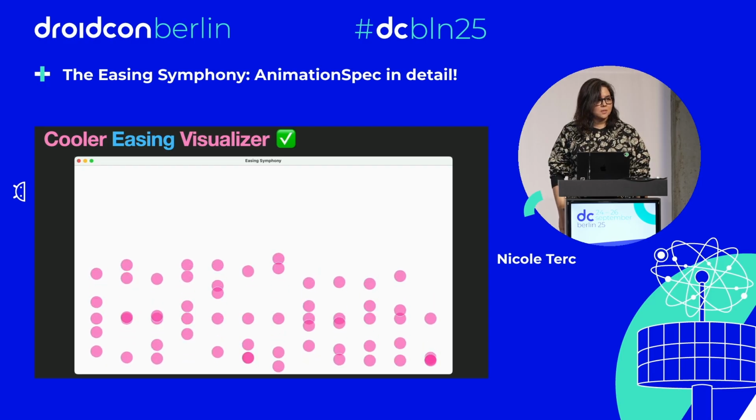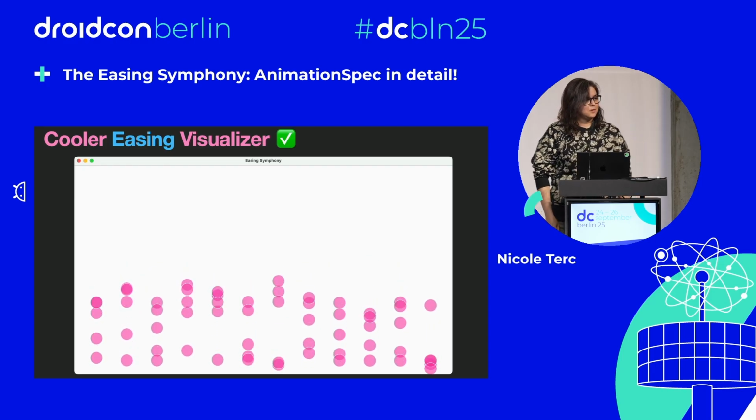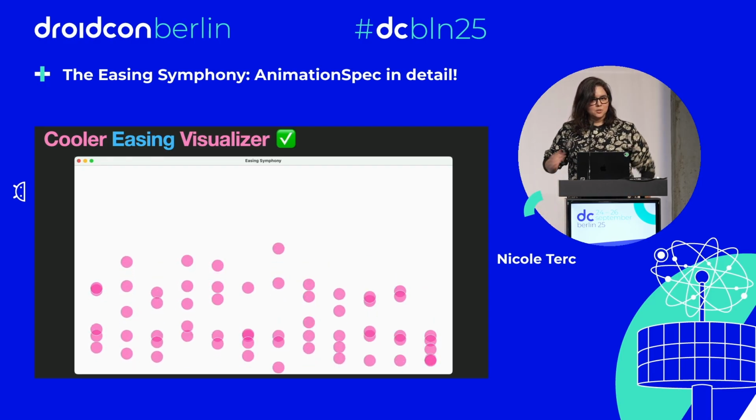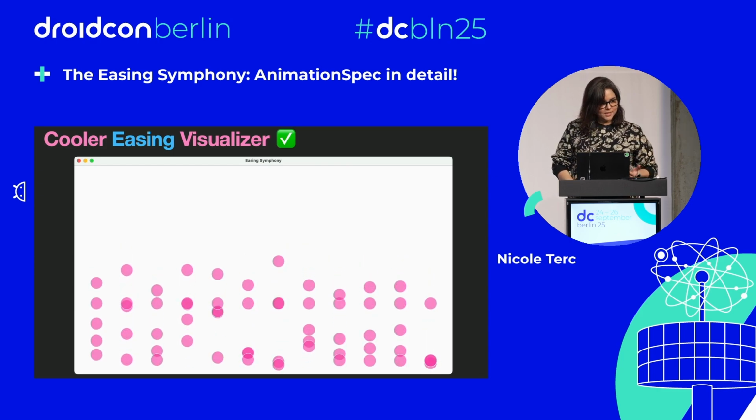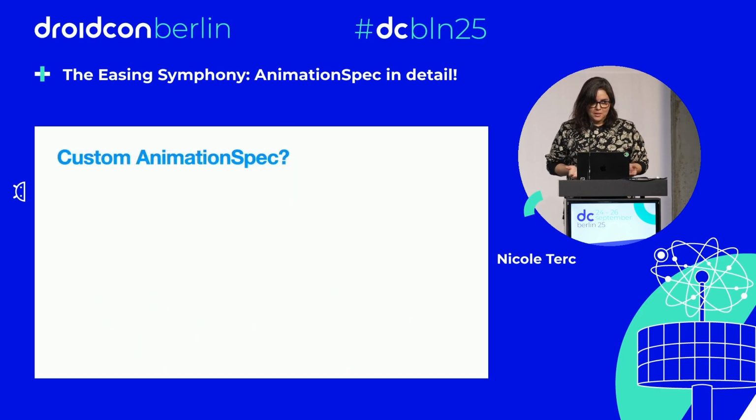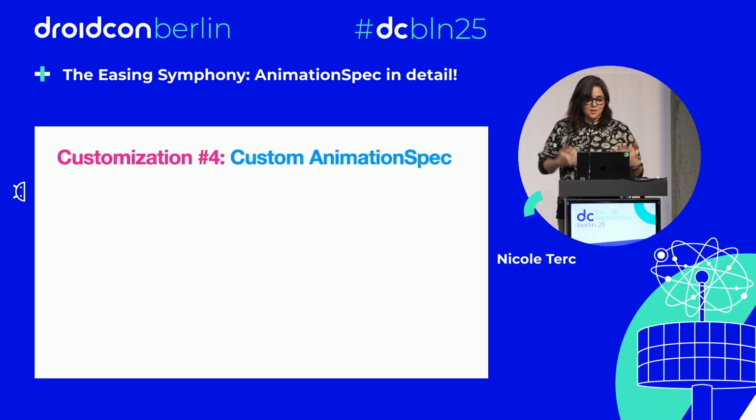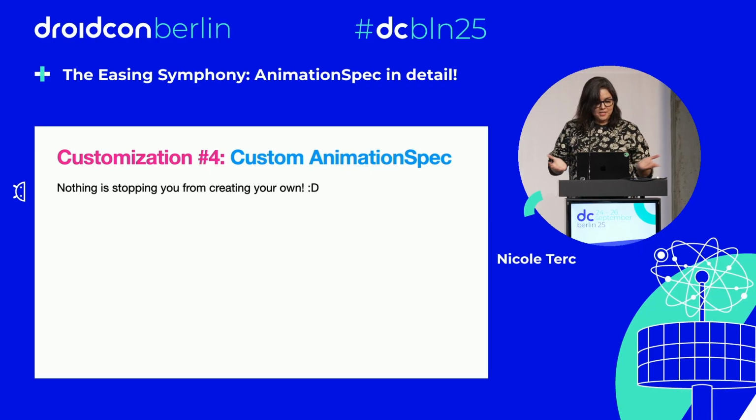But now that we're talking about custom easings, you may be wondering, hey, now that we're delving into customization and creating our formulas, what about a custom animation spec, right? Well, don't worry, the answer is yes, of course, you can do your own. So let's just jump into customization number 4, custom animation spec. Because of course, nothing is stopping you from creating your own.